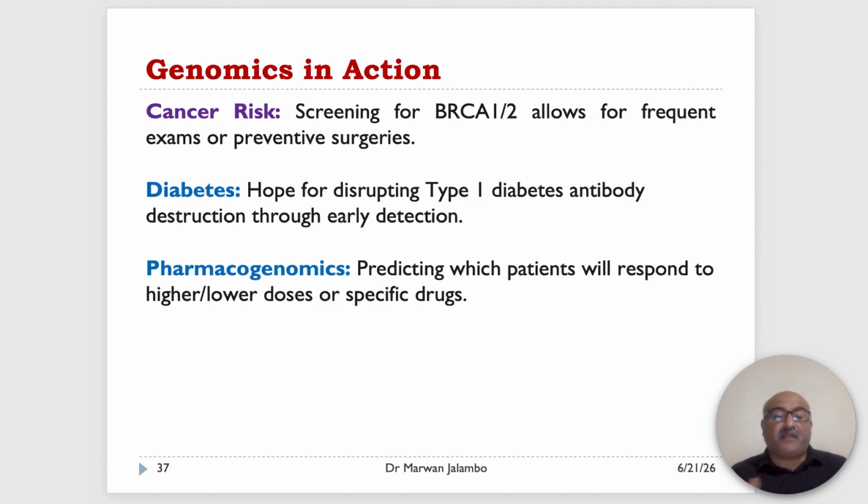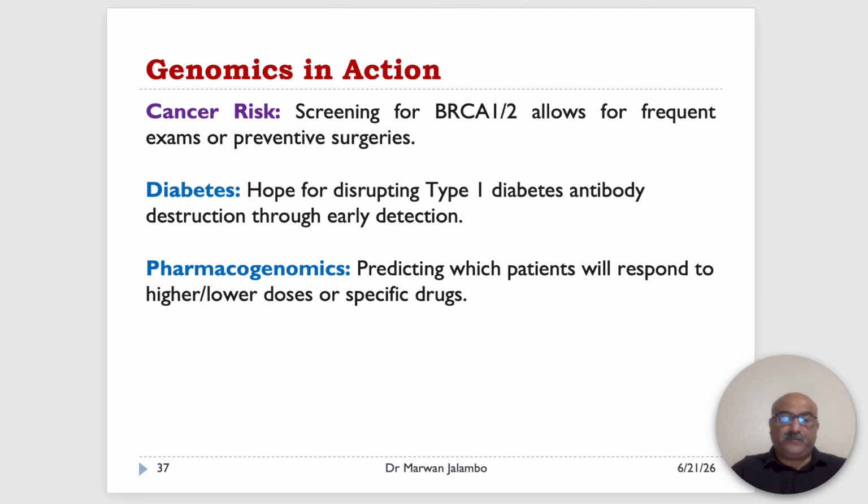How does this map translate into actual patient care? We see genomics in action every day now. In oncology, screening for the BRCA1 and BRCA2 gene mutations allows women at high risk for breast and ovarian cancer to opt for rigorous early screening or preventive surgeries.